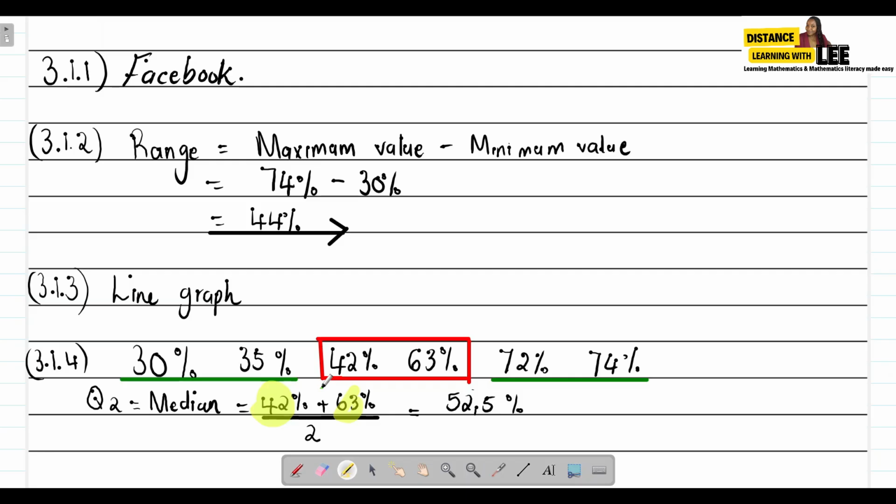Because remember, we want the median of this data set, so the median has to be a percentage. So what is our median? That means that our median for this data is 52.5%. What is the other way in which we can do this?